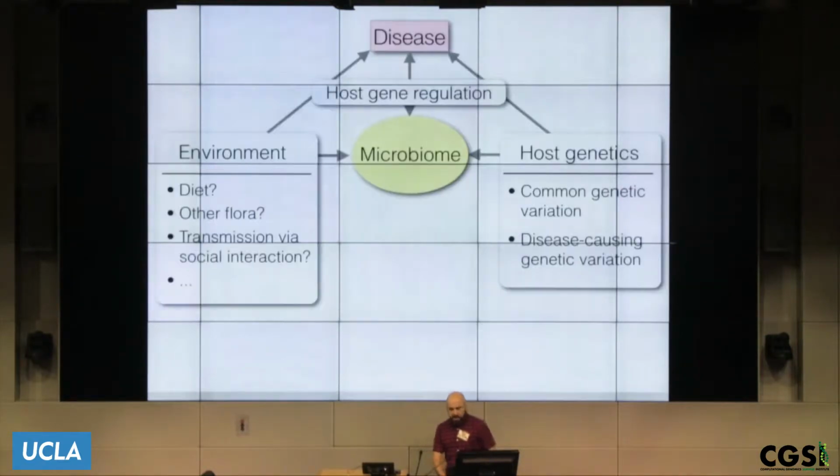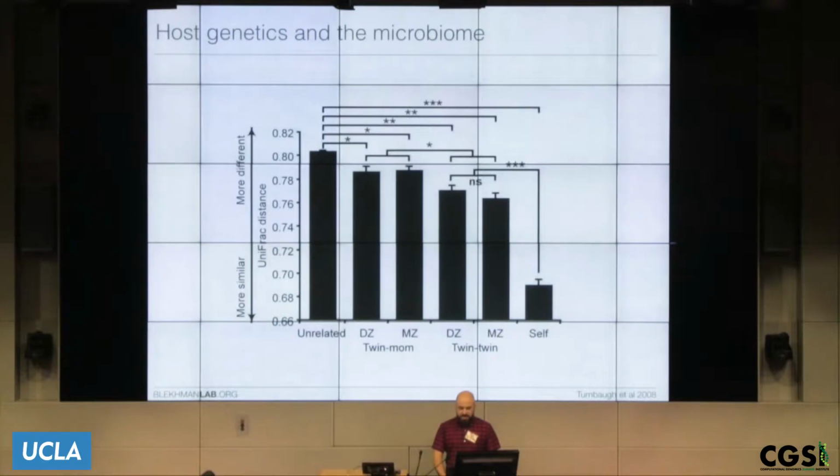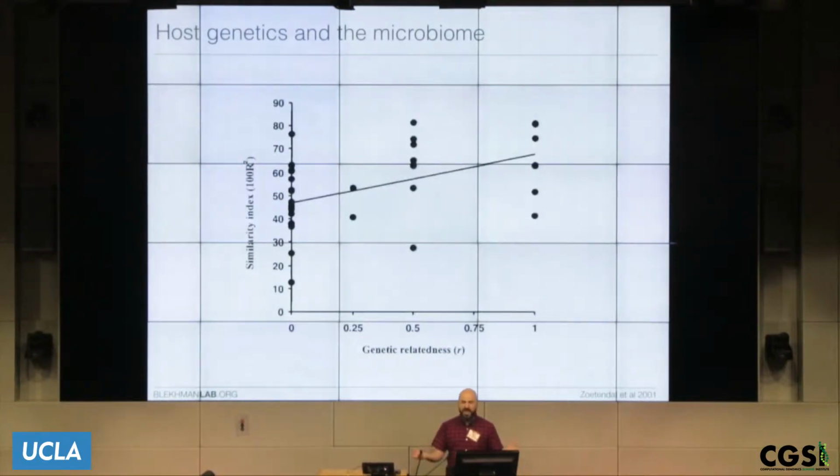Okay, so starting with just looking at host genetics and the effect on the microbiome, there were a few studies that basically tried to look at the effect of host genetics on the microbiome. The initial studies didn't actually have any human genetic data, but they just looked at relatedness, which is here on the x-axis, and the correlation between relatedness and the similarity in the microbiome, which is on the y-axis there. You can see there is a correlation that may or may not be significant, which basically says that maybe more closely related individuals have more similar microbiomes.